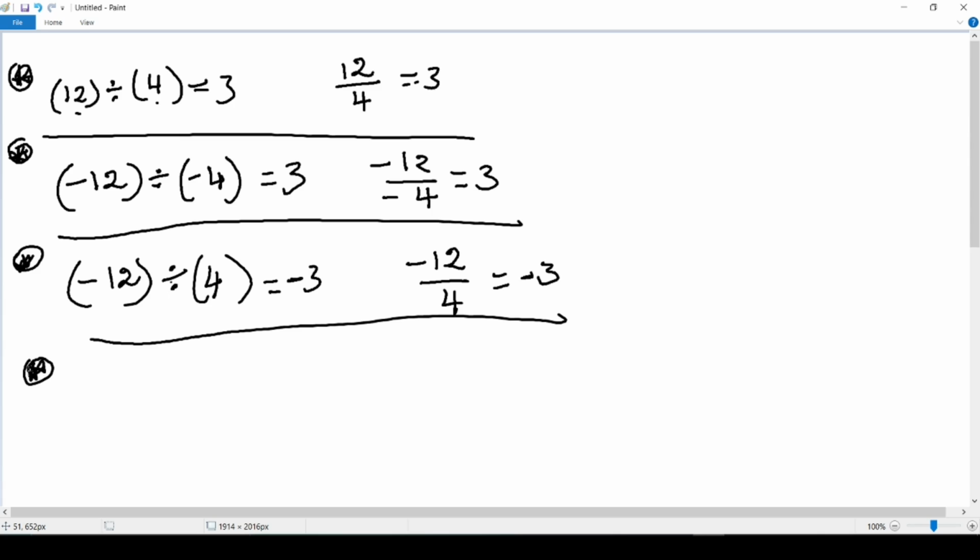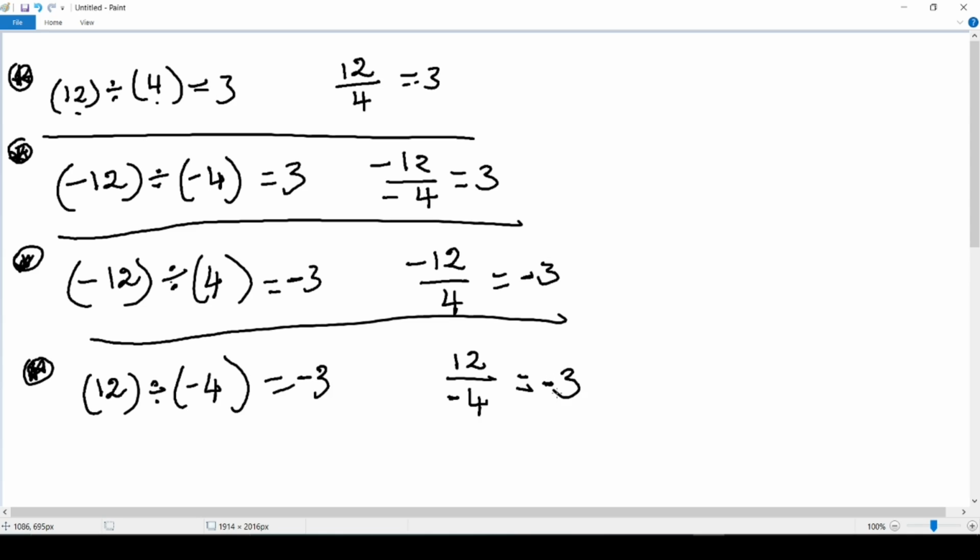Let's do this one. 12 divided by negative 4. Here we still have two numbers having opposite signs. 12 is positive, negative 4 is negative. So the result is negative 3, a negative number.